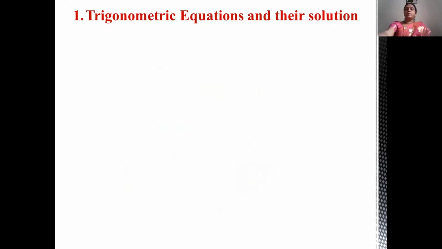What is meant by a trigonometric equation? For that, you must know what is meant by an equation. Consider the simple equation x plus 2 is equal to 0. Here there is a sign of equal. Something is on the right hand side, something is on the left hand side, and in between them there is a sign of equal. If the sign of equality comes, then that is called an equation. Very simple definition of an equation.